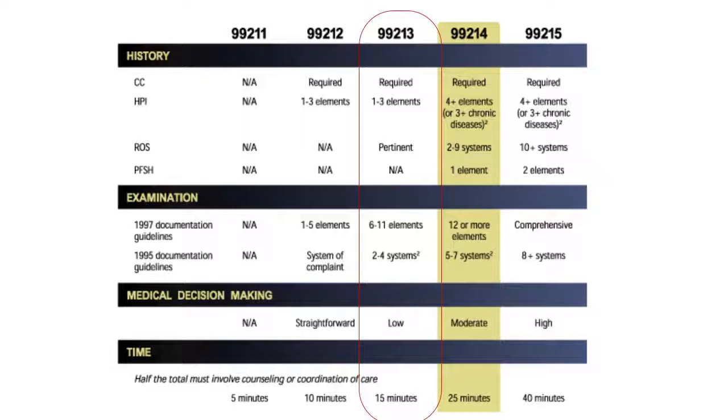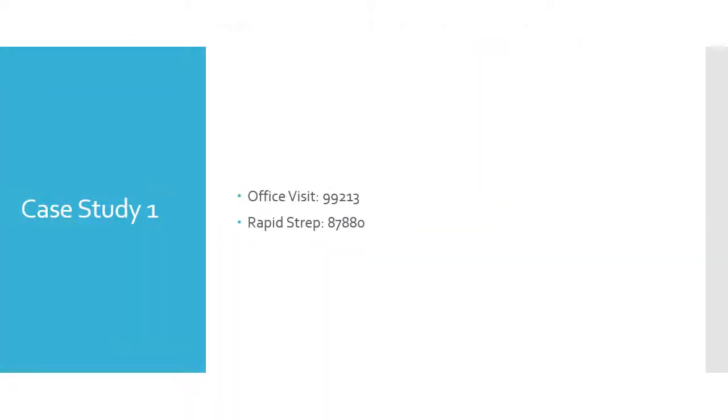Here's a pocket guide that can be taken with you to clinical to assist in your decision-making process. You will be given this later in Module 2 to assist in your clinical setting. And 99213 plus the CPT code for the rapid strep test that was performed in the office.